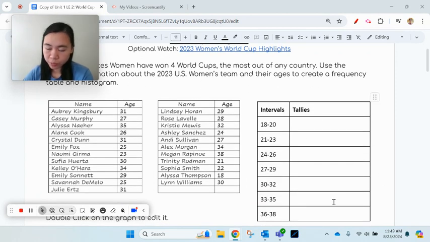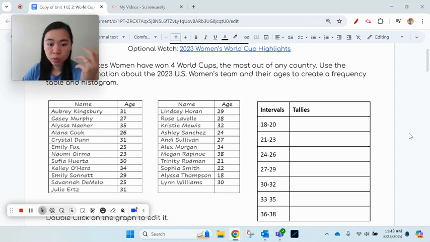So this right here is our frequency table. Remember, that's where we put little tally marks, and we're organizing our data. We talked about all these different types of graphs in class. Why do we have so many different types of graphs? Because some are easier to look at.